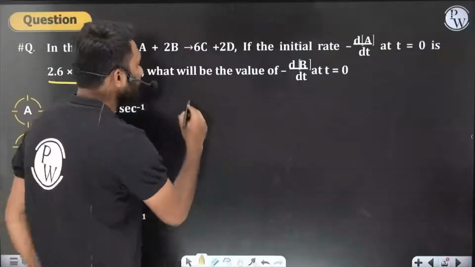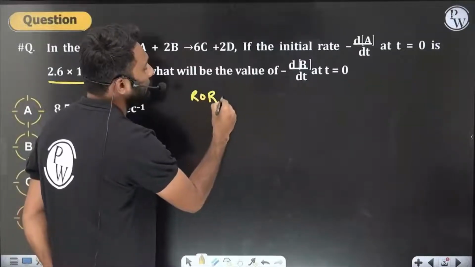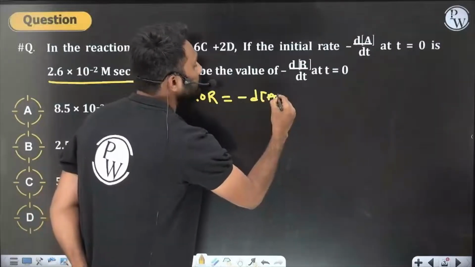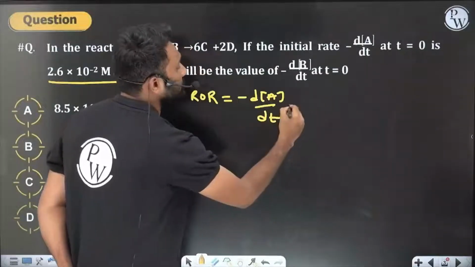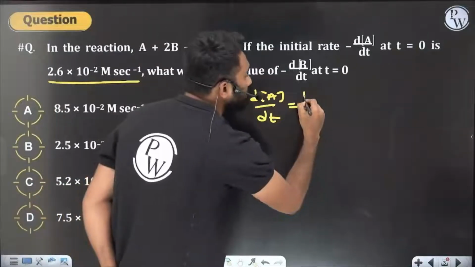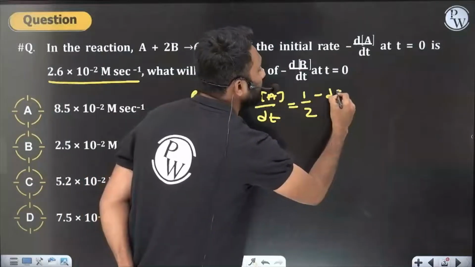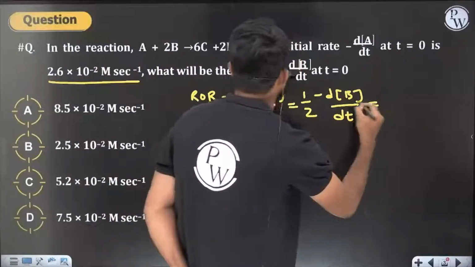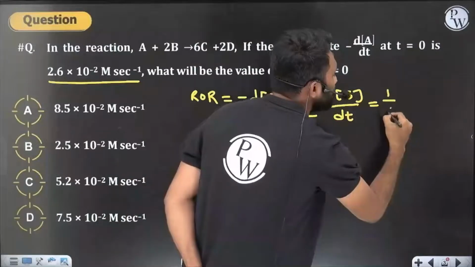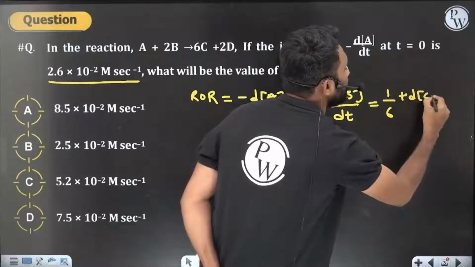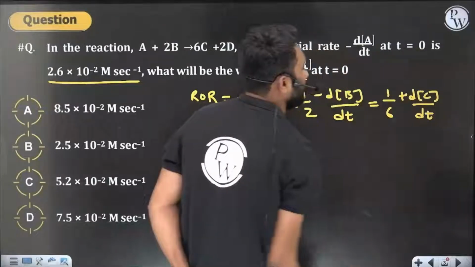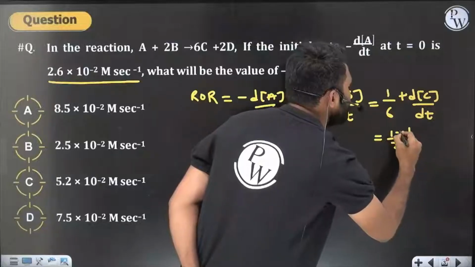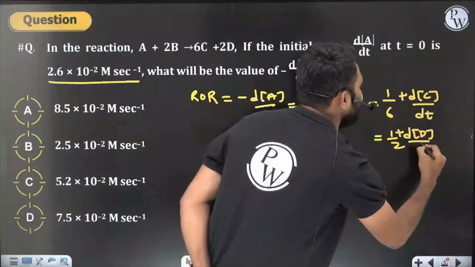Now first write the rate of the reaction. How to write the rate of the reaction for this one? Minus change in concentration of A by dt is equal to, now it's the stoichiometric coefficient, right? 1 by 2 minus dB by dt is equal to 1 by 6 plus change in concentration of C by dt is equal to 1 by 2 plus change in concentration of D by dt.